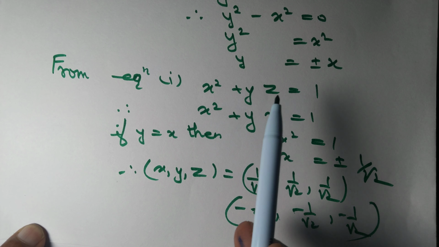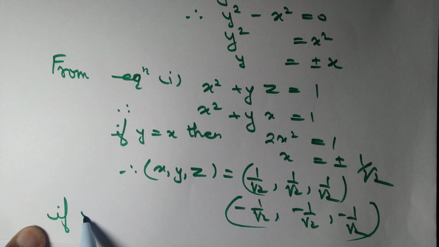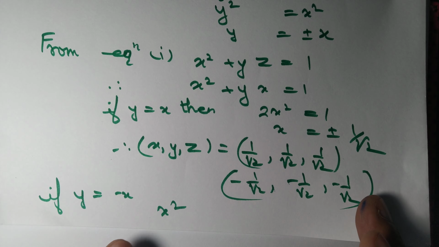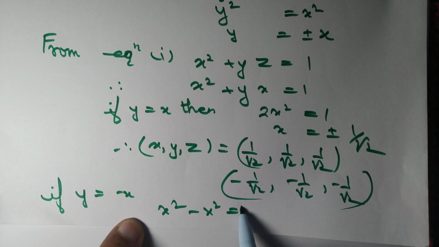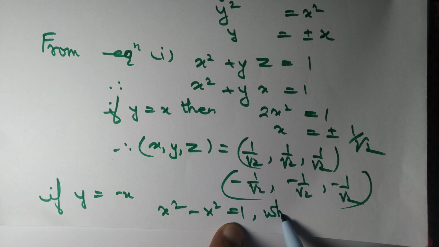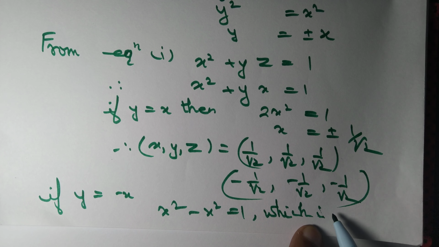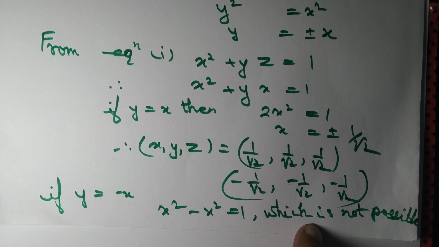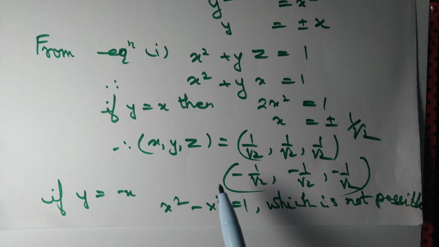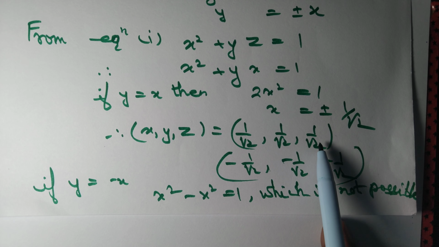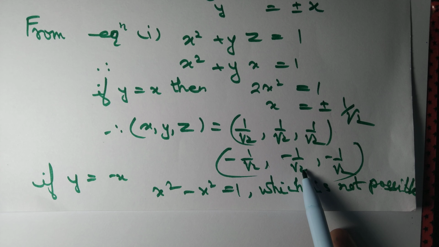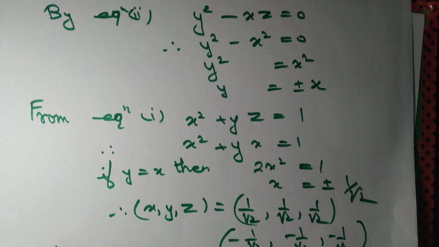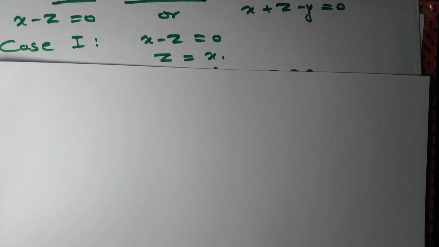What if y is equal to minus x? If y equal to minus x, then by this equation x square minus x square equal to 1, which is not possible. So we are done with case 1. In case 1 we got xyz equal to 1 by root 2, 1 by root 2, 1 by root 2 and minus 1 by root 2, minus 1 by root 2, minus 1 by root 2. What about the other case? Let's do case 2.